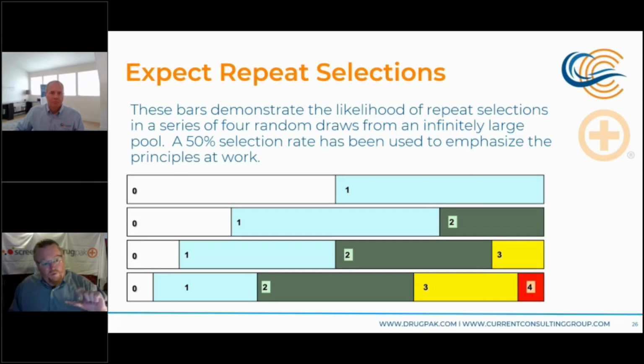And so what we want to do is normalize this and get our customers to understand that this is normal and it's desirable, right? The repeat selection is a deterrent. We actually want this to happen.